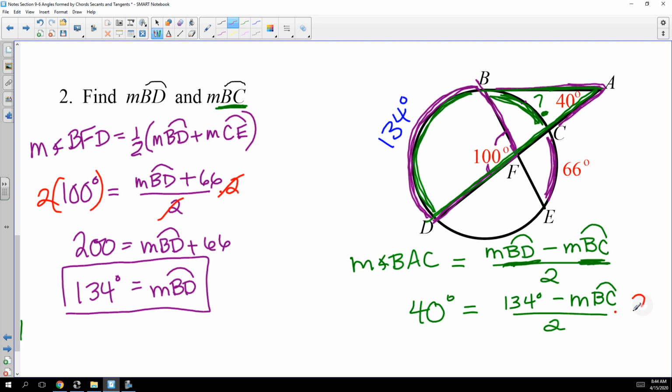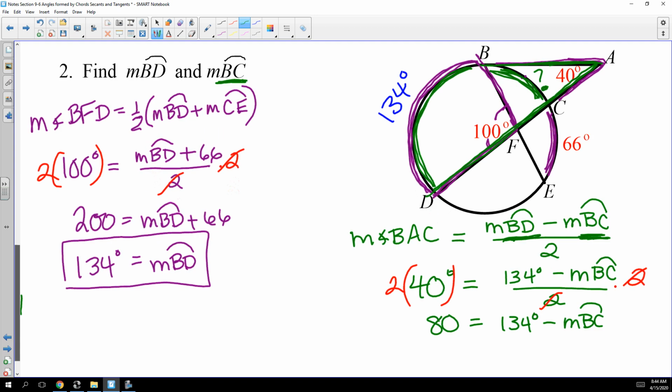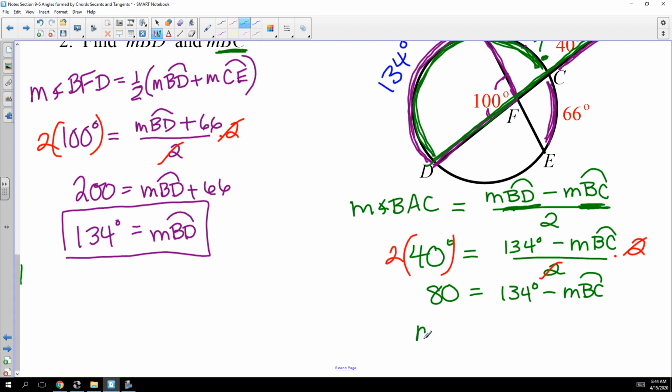Let's multiply both sides by 2. Get rid of that right there. Then we have 80 equals 134 minus the measure of arc BC. And then we'll add the measure of arc BC to the other side and subtract the 80 and get 54 degrees for the measure of arc BC. And you're done. So that's going to take care of angles formed by tangents and secants and chords.